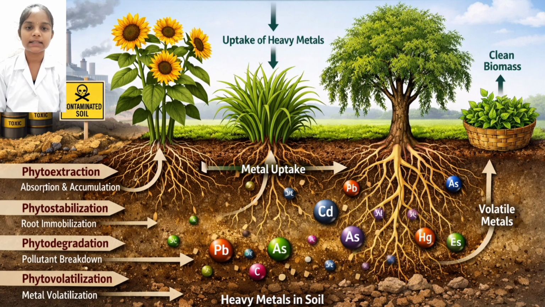And the final result: clean biomass. After absorption and stabilization, the contaminated area becomes safer. Plants produce biomass. Contaminated plant parts are harvested and disposed of safely. This process gradually restores soil quality.